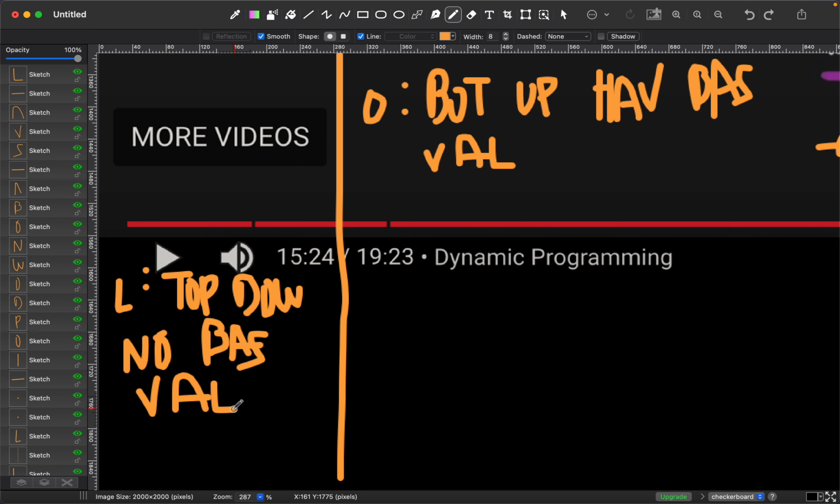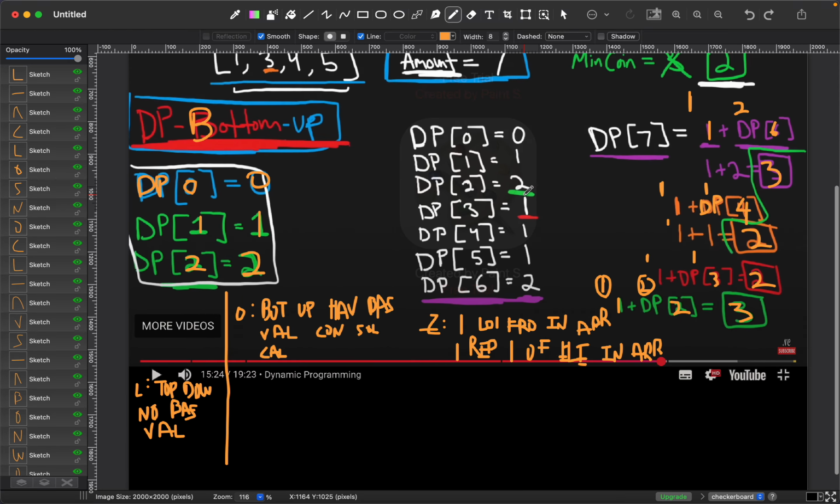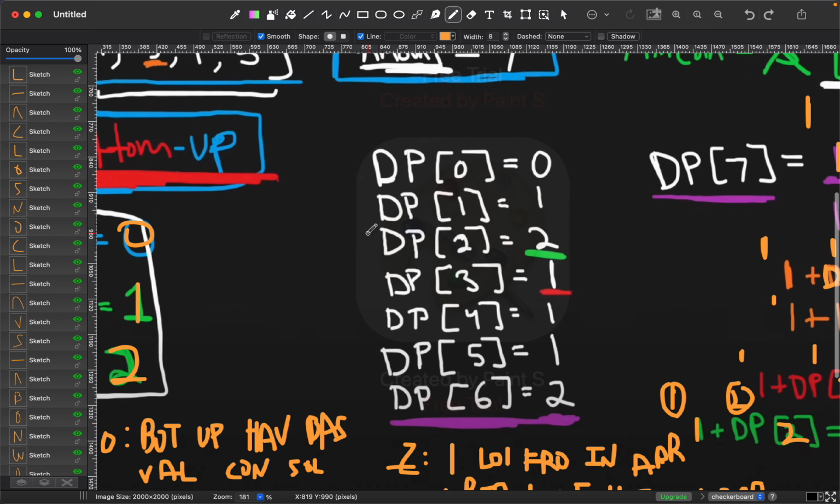But if you got nothing at all, you can't conveniently solve problems. But bottom up, you have a base value, so you can conveniently solve values. So it's about whether you can, at the end of the day, conveniently solve some calculation that's actually happening, right? So now we zoom in over here.